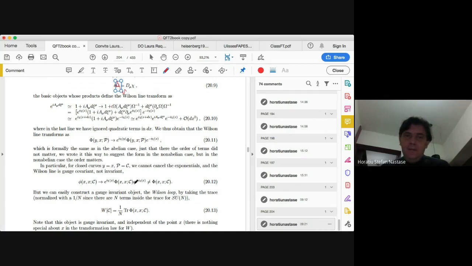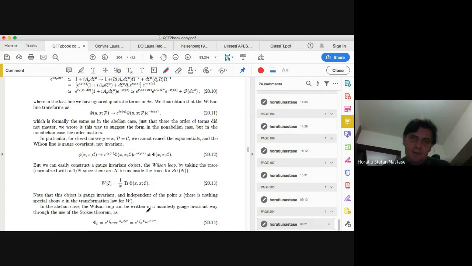We can take a trace, right? Well, in the case of F mu nu, the trace itself is zero, since all the terms just have T^a's, which are traceless. But in the action, I have the field strength squared, and I take the trace. But for the Wilson loop, the gauge invariant object in the non-abelian case is just the trace itself of this phi of x, x and C.